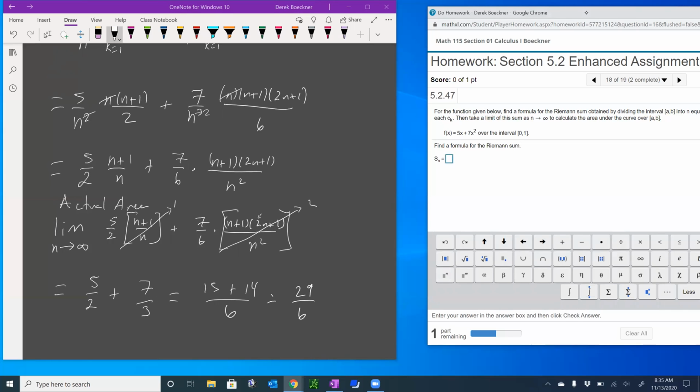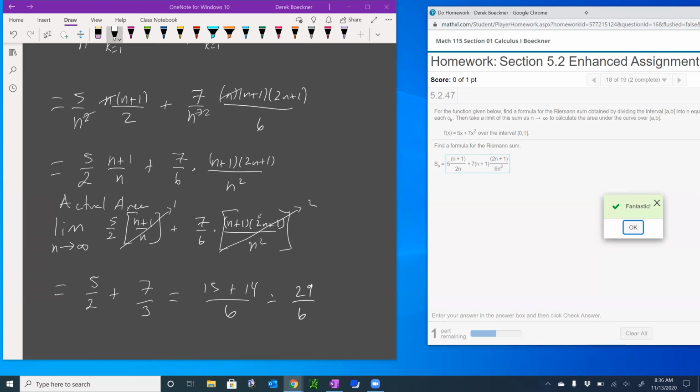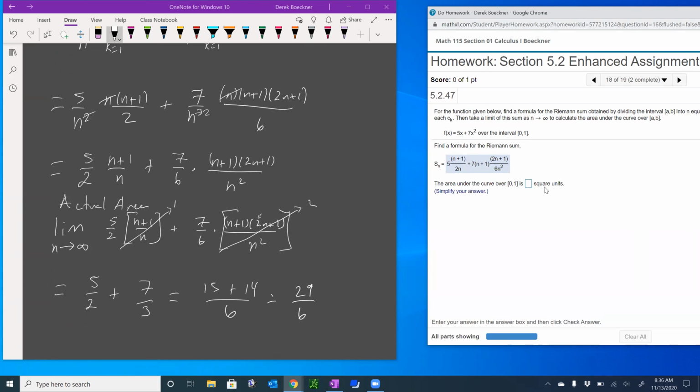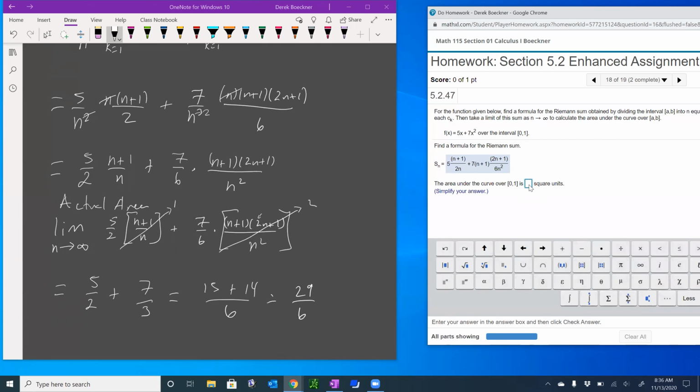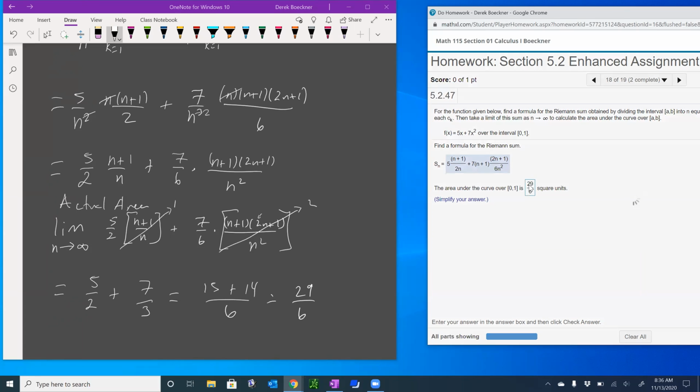So our first answer is that sum, 5/2 of that plus 7 times (n plus 1)(2n plus 1) over 6n squared. And then this one is the 29 over 6. Okay. Where do we have questions on these types of problems?